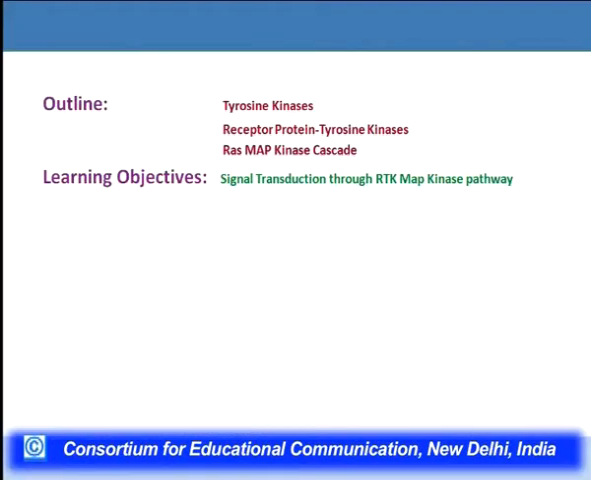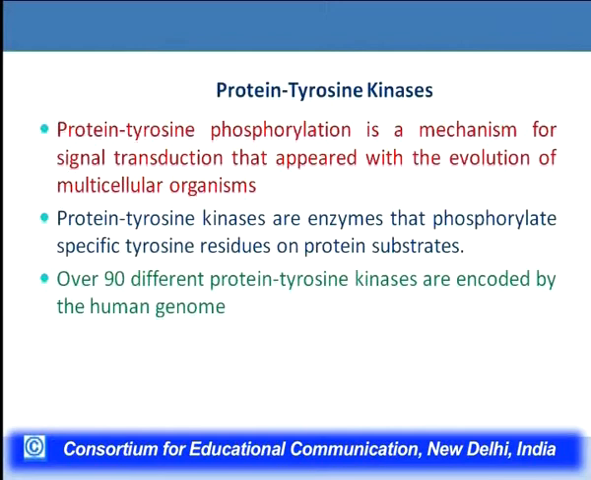So the learning objective for this particular topic would be, after this we should be able to tell how exactly signal transduction occurs through the RTK MAP kinase pathway, that is the receptor tyrosine kinase MAP kinase pathway.